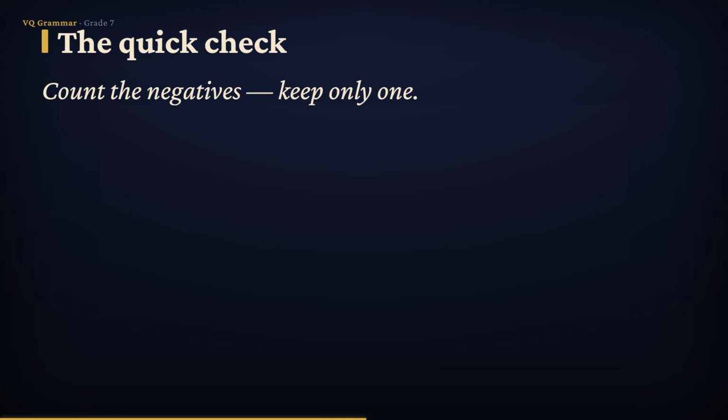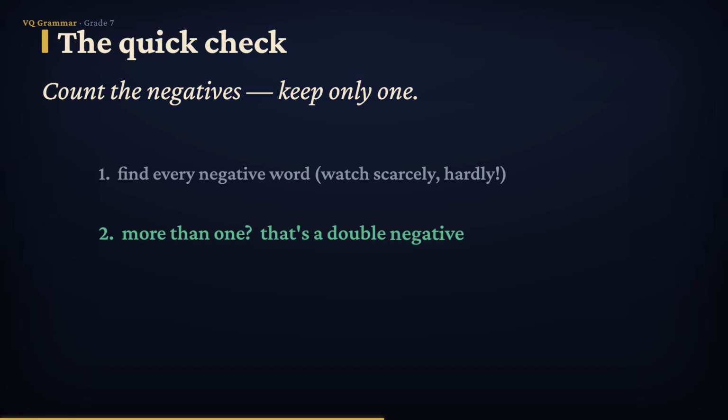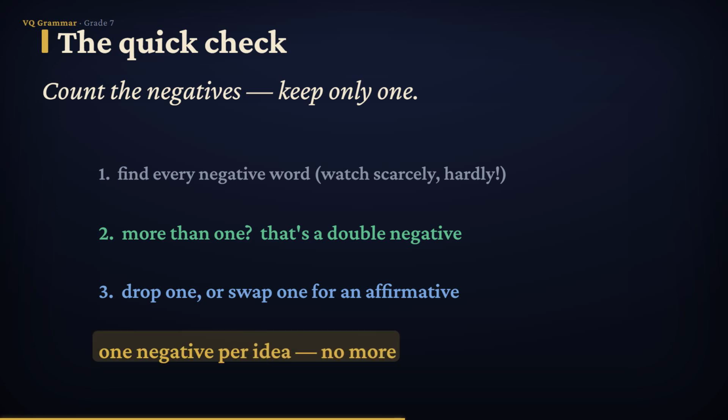Let's boil the whole lesson into a quick check. First, find every negative word in the sentence, and don't forget the sneaky pair, scarcely and hardly. Second, ask yourself, is there more than one? If so, you've got a double negative. Third, fix it by dropping one negative, or by swapping one for an affirmative word. The golden rule to carry away? One negative per idea and no more.